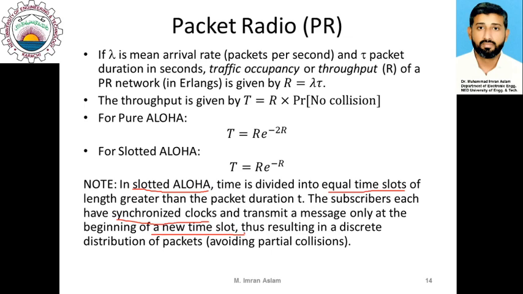So this results in a discrete distribution of packets. You have a packet at the start of a time slot, then the next time slot, and so on. But as the users have no coordination among themselves, there is a possibility that more than one user transmits in the same time slot, which results in collision. But because each user is transmitting at the start of the time slot, we would not have partial collisions. So in slotted Aloha, we would not have partial collisions.